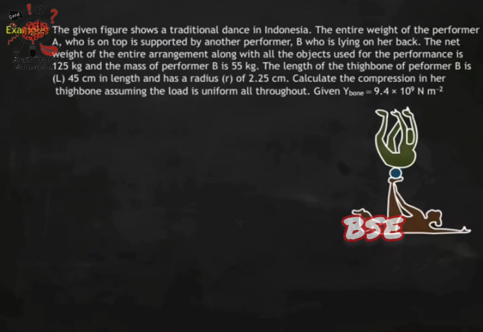Example 9.3. The given figure shows a traditional dance in Indonesia. The entire weight of the performer A, who is on top, is supported by another performer B, who is lying on her back. The net weight of the entire arrangement, along with all the objects used for the performance, is 125 kgs, and the mass of performer B is 55 kgs.